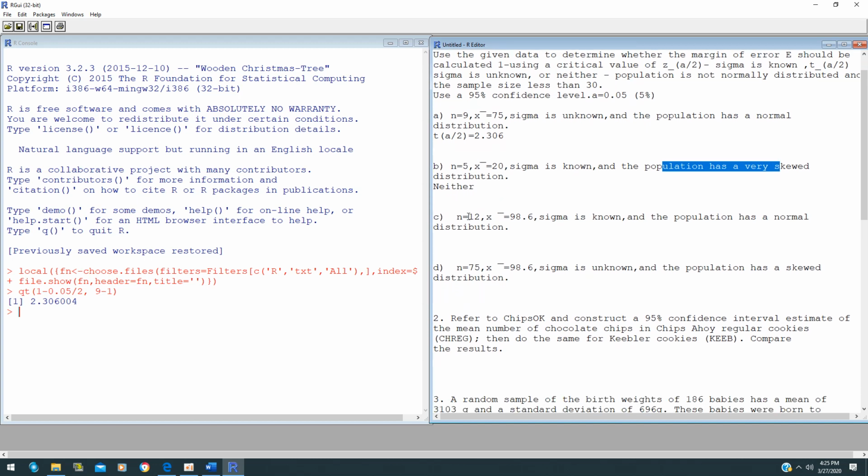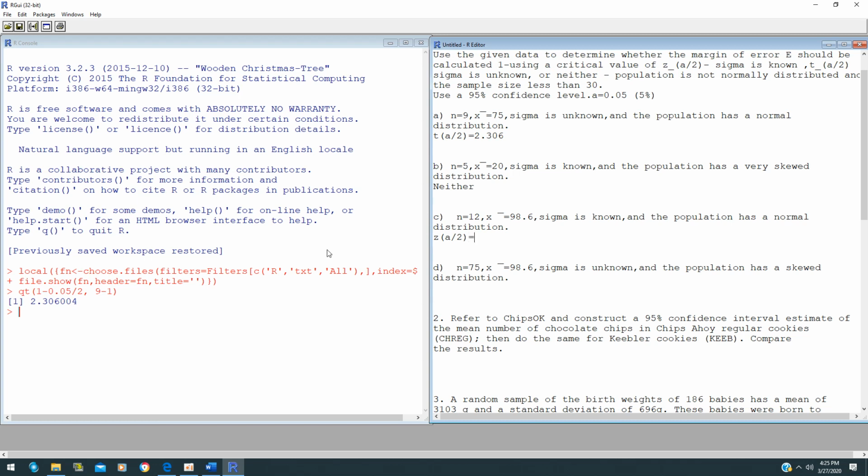For question C, the sample size is 12, your sample mean is 98.6, sigma is known here, and the population is normally distributed. Since sigma is known, we will be using z alpha over 2 for this question. Although your sample size is small, your population is normally distributed, so this is not a neither case. So for this case, we will be using z alpha over 2.